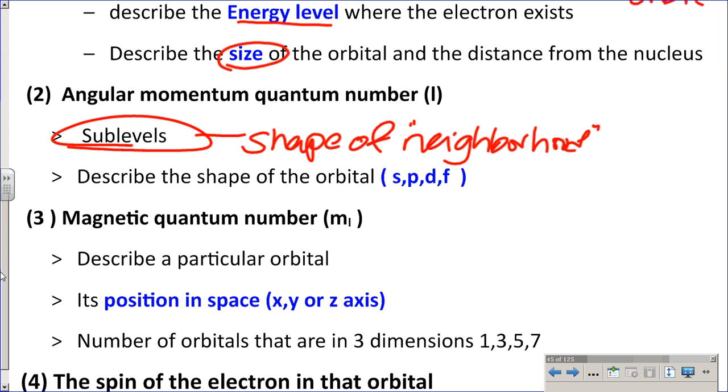The first shape that the neighborhood can be is a sphere. Sphere is called S. That makes sense because sphere starts with S. Okay? The next shape of the orbital or the sublevel or the neighborhood is going to be called P. It does not look like a P. This is what it looks like. It's like a double dumbbell, 2 balloons. Okay? So that's called P. P can come in different varieties though. P can go up and down. What axis is that lying on?